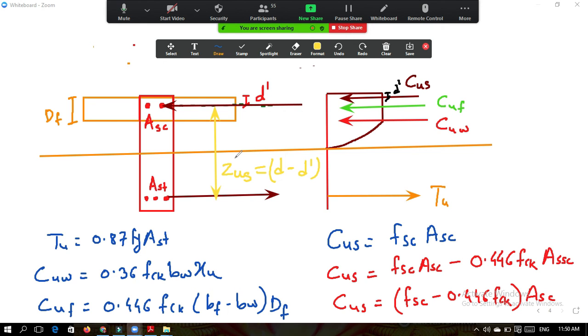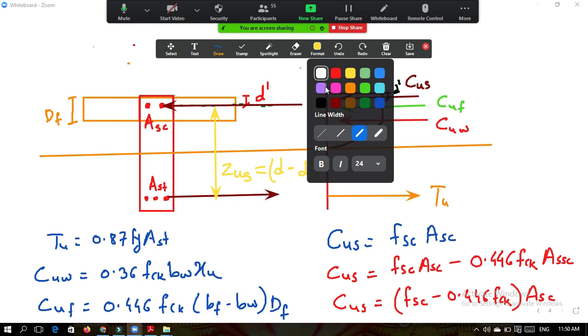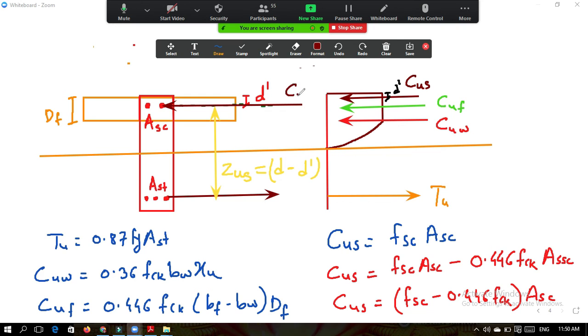This is your lever arm, D minus D dash. These two forces also cause a couple, and if I give you the names, here this is your CUS and this is your TU, because from top to this point, that is your effective depth. From top to this bottom, that is your overall depth. So this effective depth is D, and this distance is D dash. So if you do D minus D dash, you will get this. Now I hope you know all the lever arms very clearly.